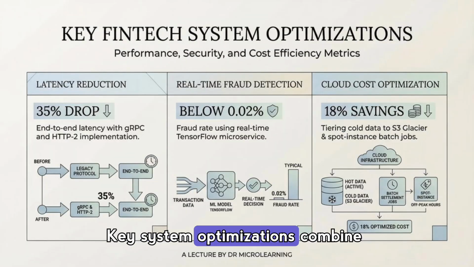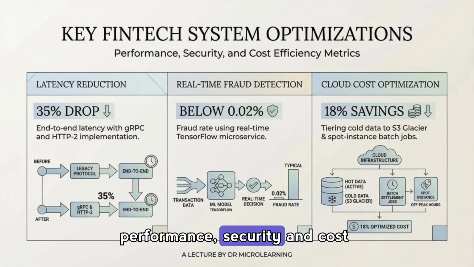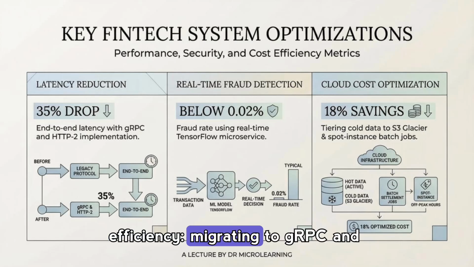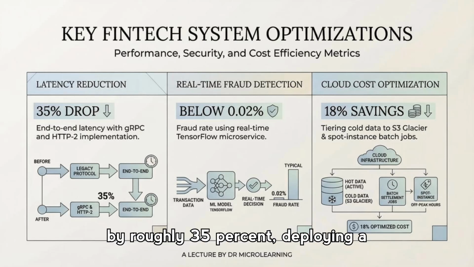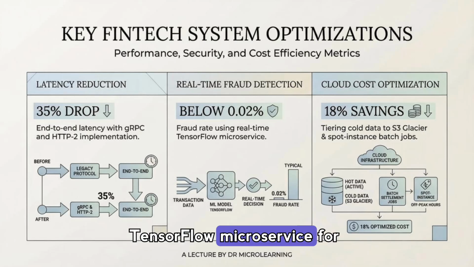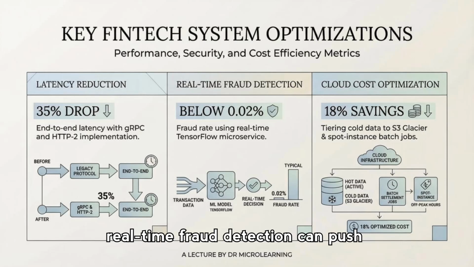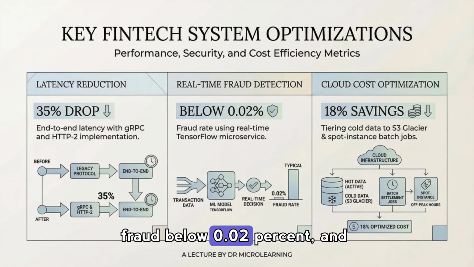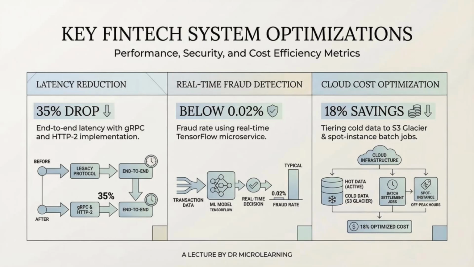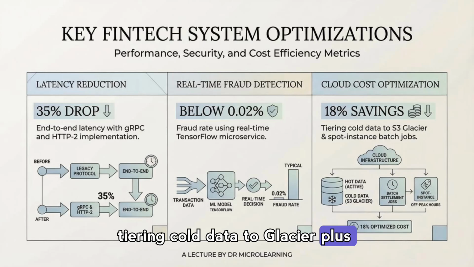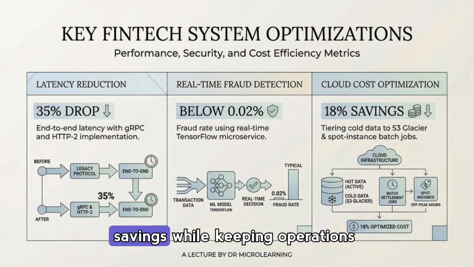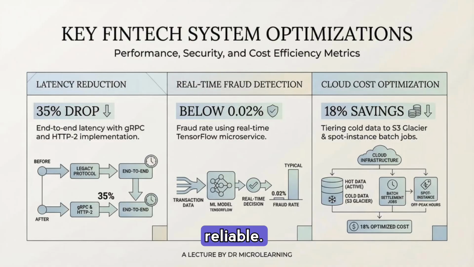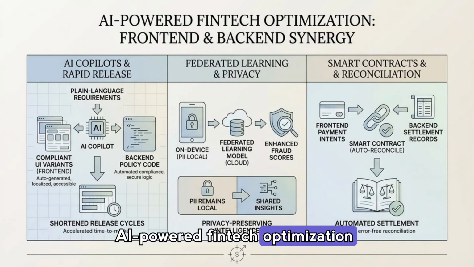Key system optimizations combine performance, security, and cost efficiency. Migrating to gRPC and HTTP/2 can cut end-to-end latency by roughly 35%. Deploying a TensorFlow microservice for real-time fraud detection can push fraud below 0.02%, and tiering cold data to Glacier plus spot instance batch jobs can yield around 18% cloud cost savings while keeping operations reliable.